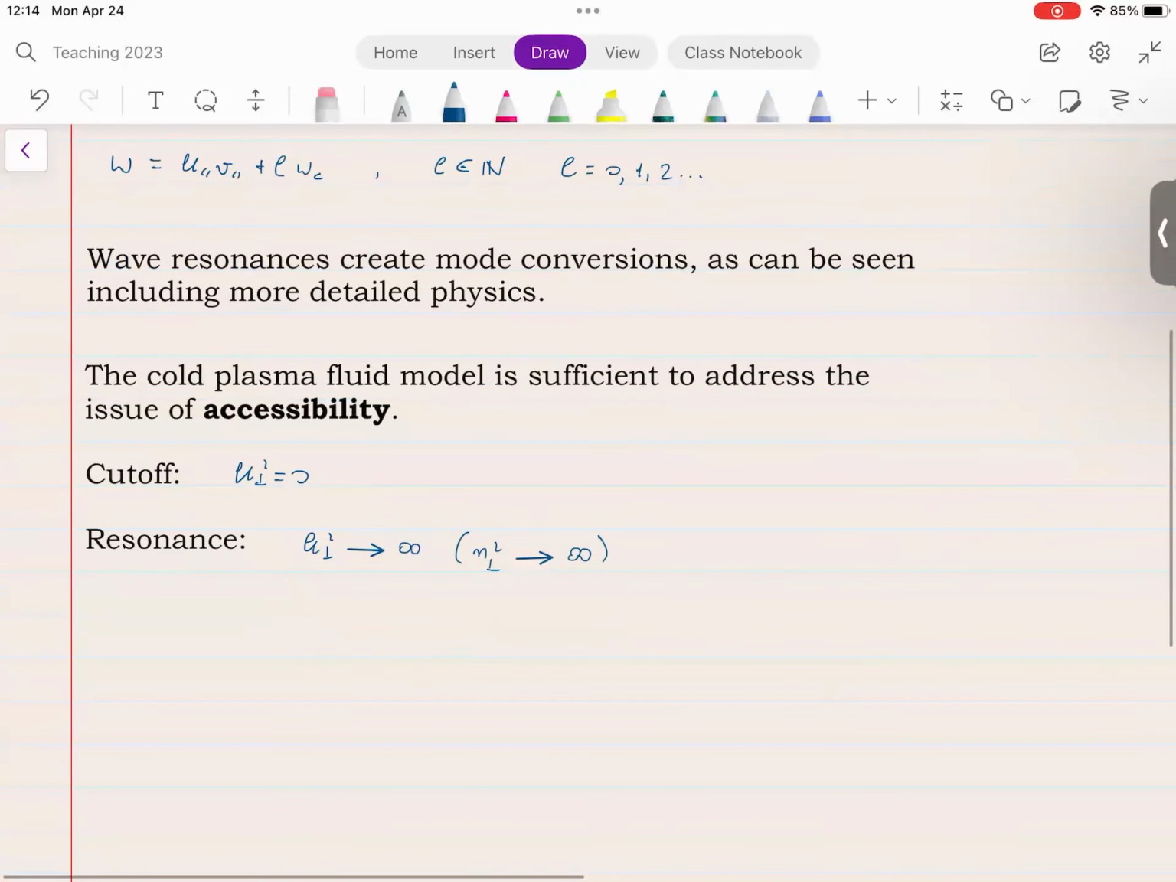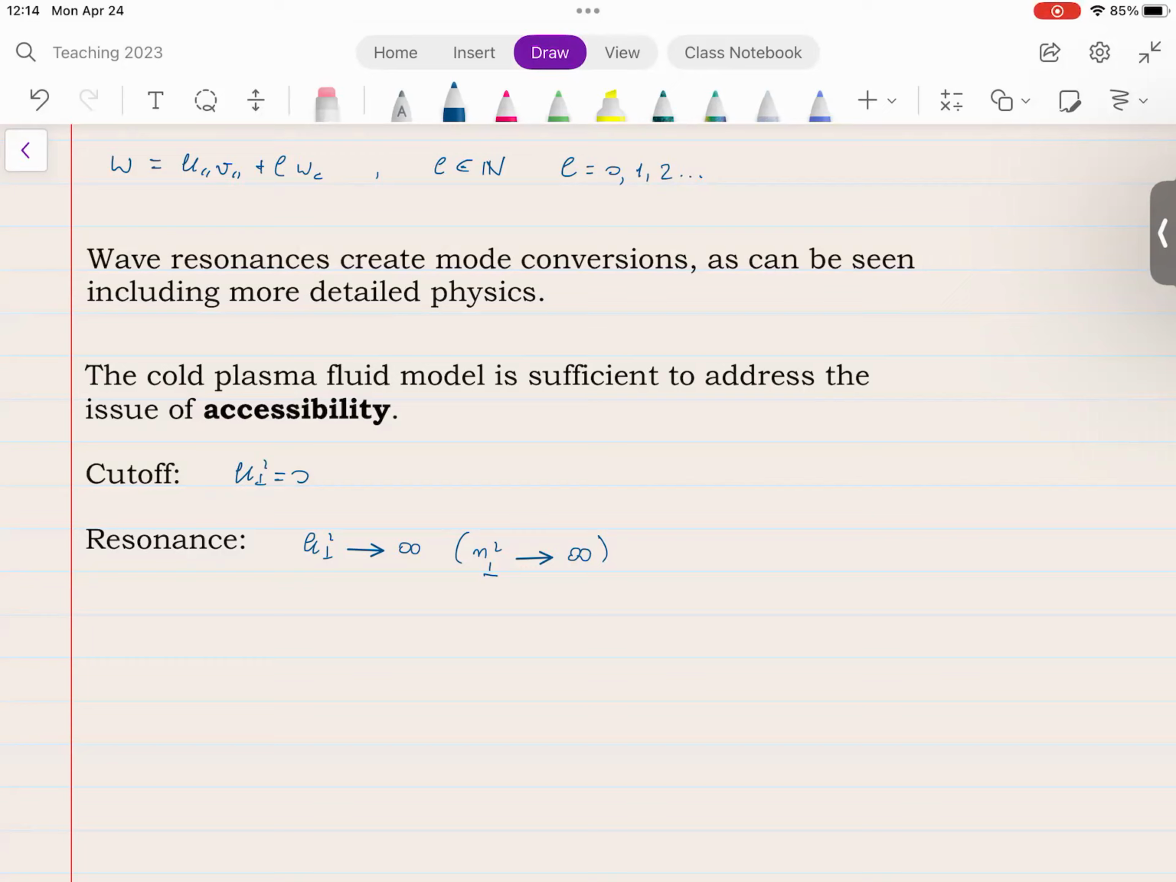This doesn't look like a properly drawn symbol, so let me try again. Okay. I don't know if that's better or worse, but that's perpendicular. Okay. So that's the basis for our discussion.